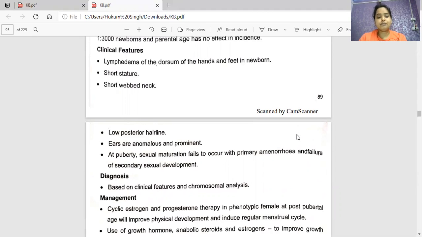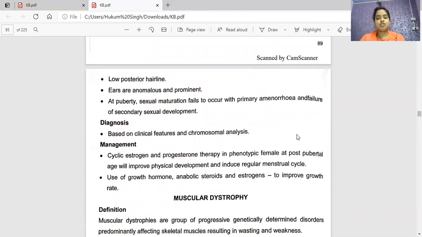Now, diagnosis. Diagnosis is based on clinical features and chromosomal analysis. Management is cyclic estrogen and progesterone therapy in a phenotypic female at post-pubertal age, which will improve physical development and induce regular menstrual cycles. Use of growth hormone, anabolic steroids, and estrogen improves the growth rate. So that's all about management.